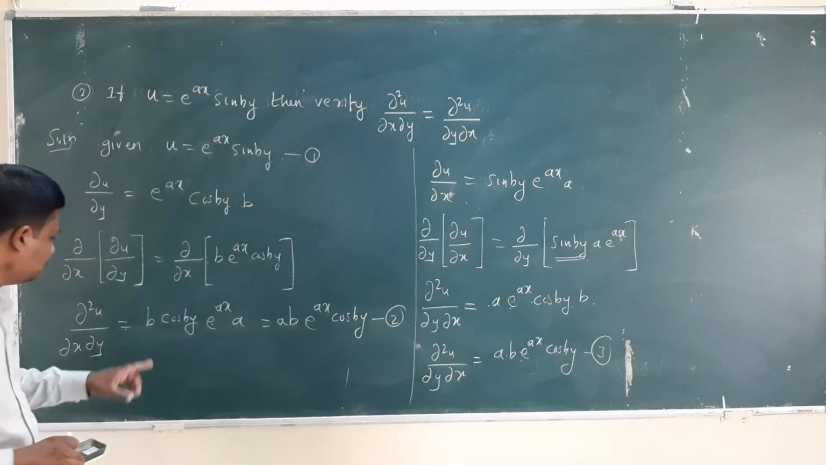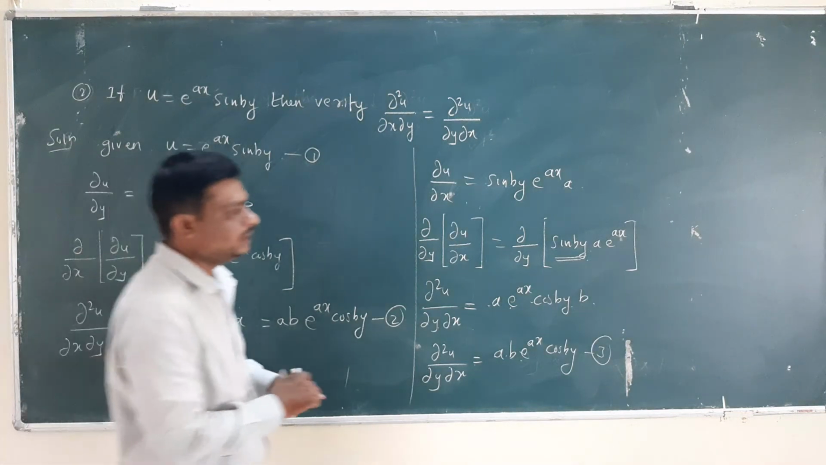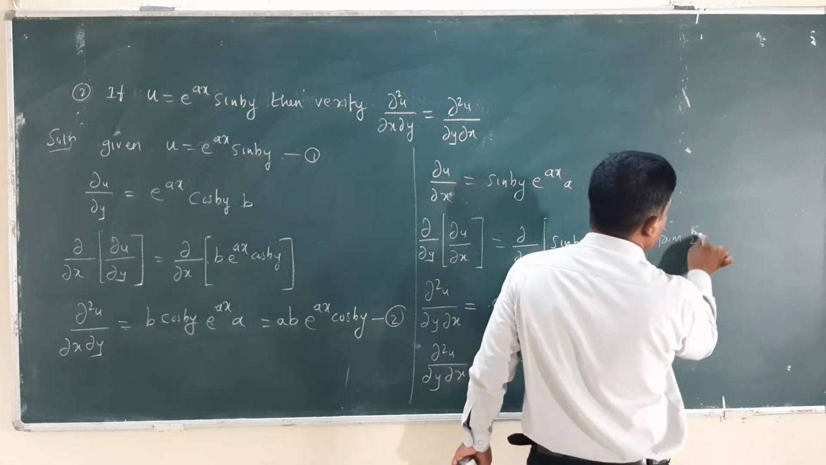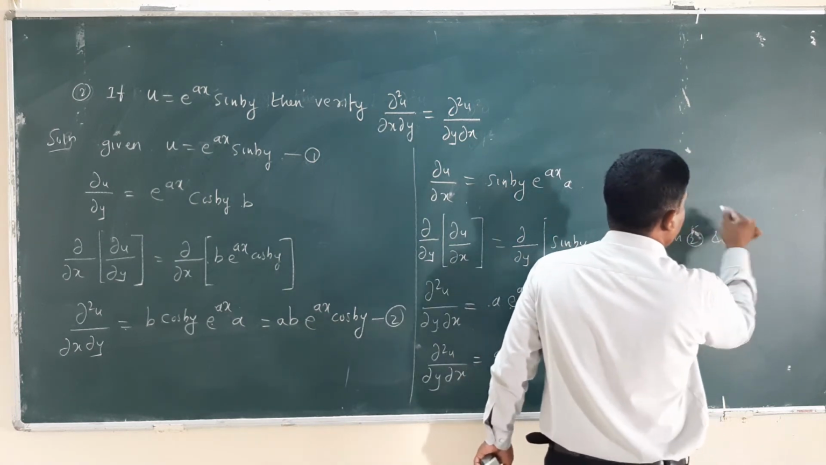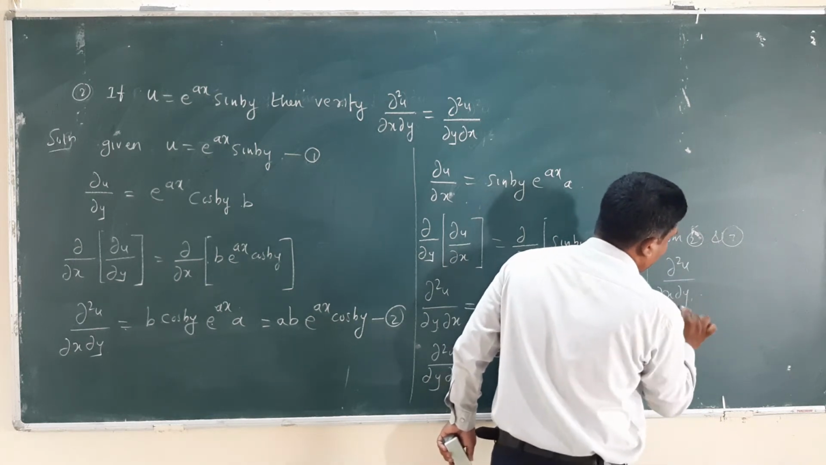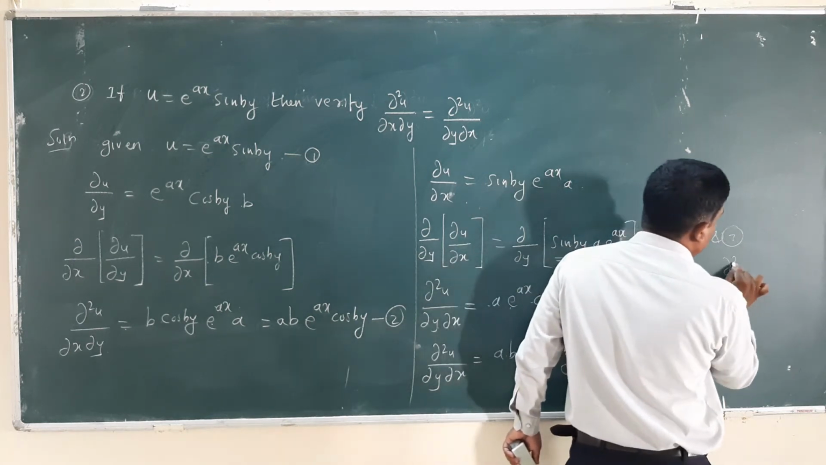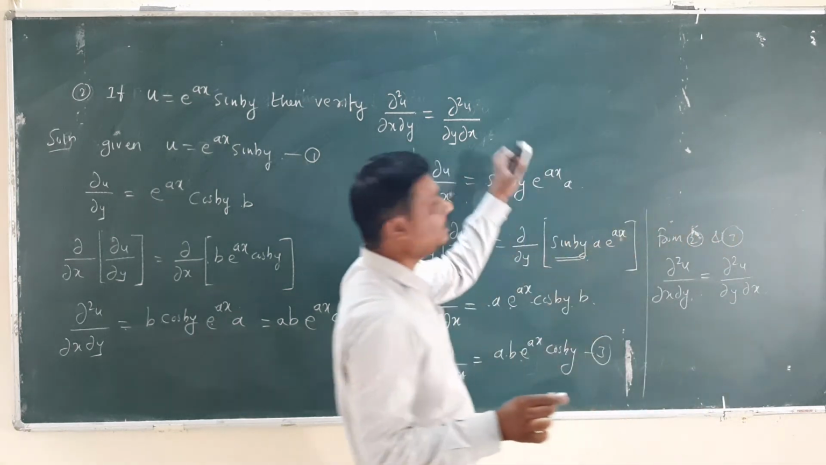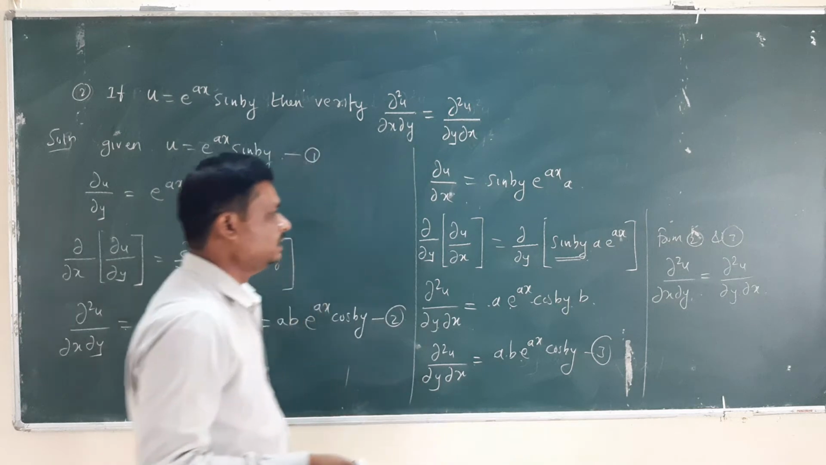So we can see here from equation number 2 and equation number 3 we can conclude ∂²u/∂x∂y is equal to ∂²u/∂y∂x. So the result is verified. Let us see one more example.